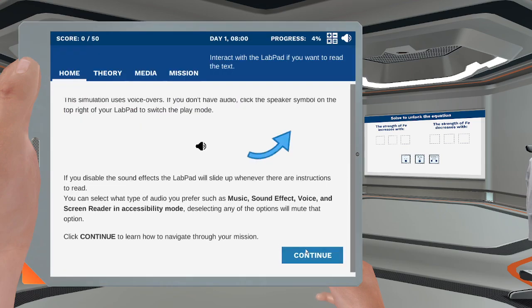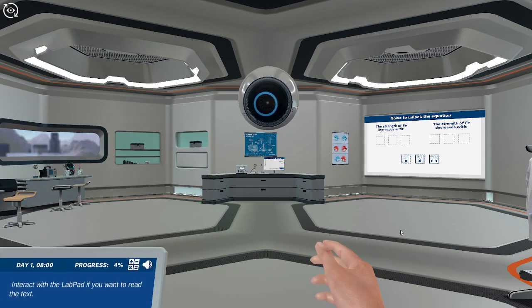This simulation uses voiceovers. If you don't have audio, click the speaker symbol on the top right of your lab pad to switch the play mode. If you disable the sound effects, the lab pad will slide up whenever there are instructions to read. You can select what type of audio you prefer, such as music, sound effect, voice, and screen reader in accessibility mode. Deselecting any of the options will mute that option. Click Continue to learn how to navigate through your mission.